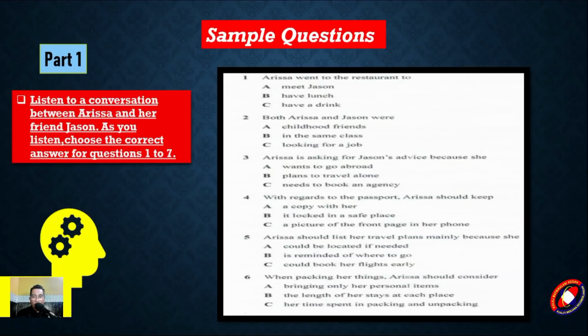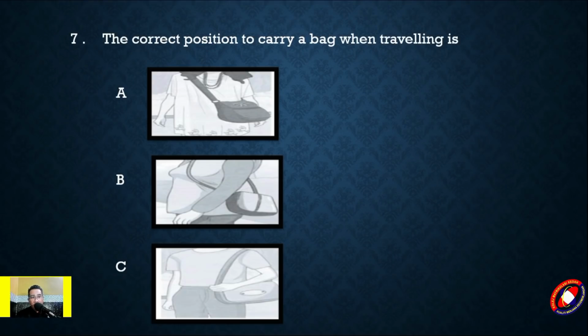Alright, quite small, a little bit blurry, but I think I managed to give you a rough idea of it, right? Next, number 7, the last question for Part 1. The correct position to carry a bag when traveling is, you see 3 pictures, alright, at the back of the person's body, and it's on the left, on the right side, and you can get some idea what is the correct position to carry a bag when traveling, as suggested by the 2 persons talking to each other.